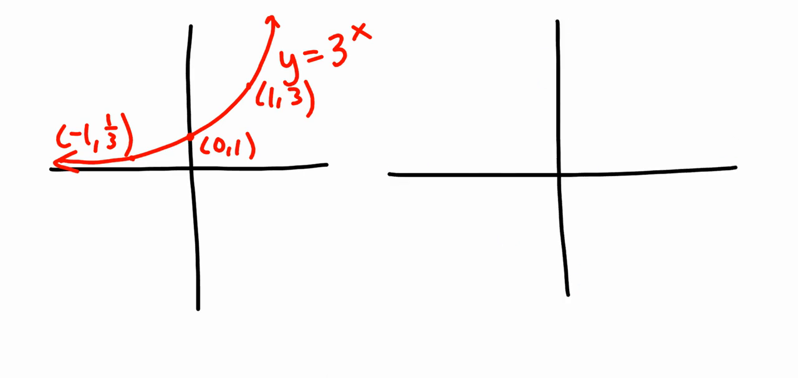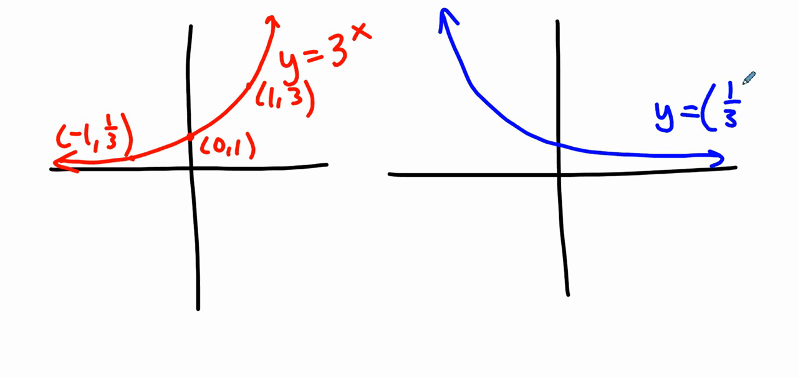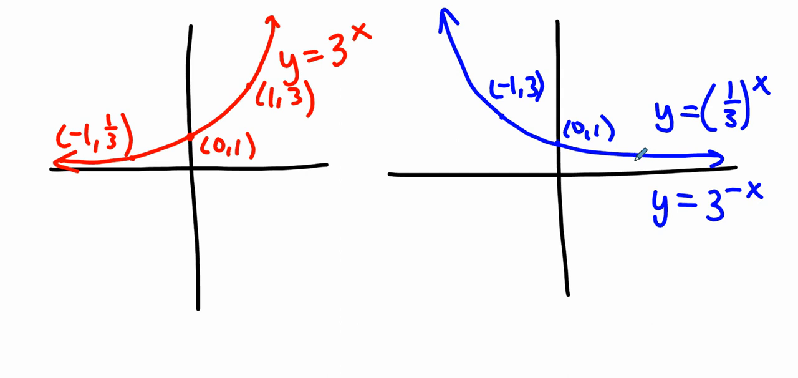Equally familiar is the function that looks like this. This is (1/3) to the x, or if you like, 3 to the negative x, and it passes through (0, 1), (-1, 3), figure not drawn to scale, and (1, 1/3). So those are familiar graphs for you.